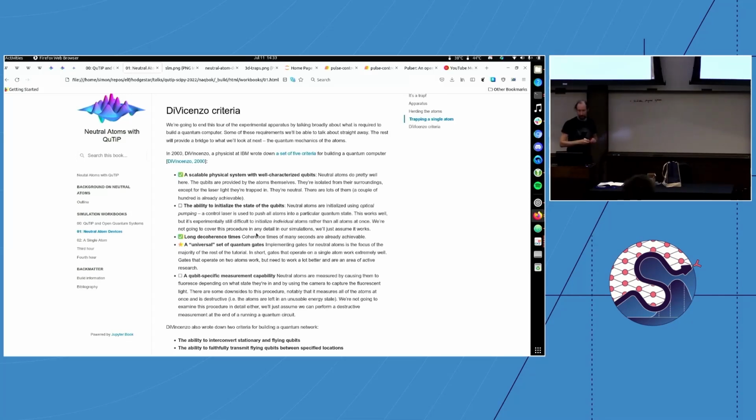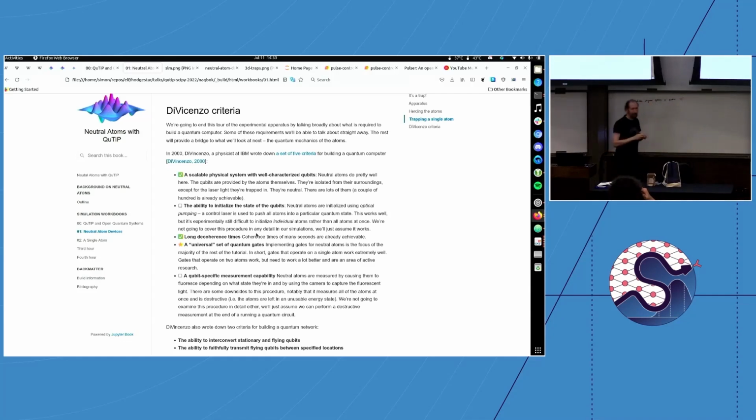So first of all, you need a scalable physical system with qubits, and we'll talk a bit more about what qubits are later. They're just two-state quantum systems, or quantum systems with two basis states, but we'll look at them more. In our case, our qubits are just going to be the individual neutral atoms, or actually an electron on the individual neutral atom.